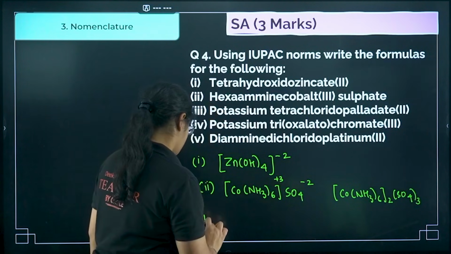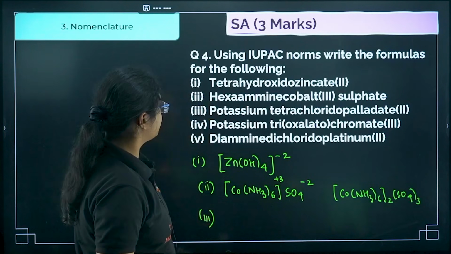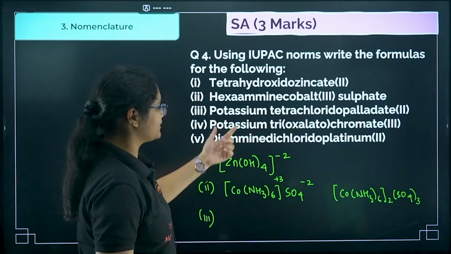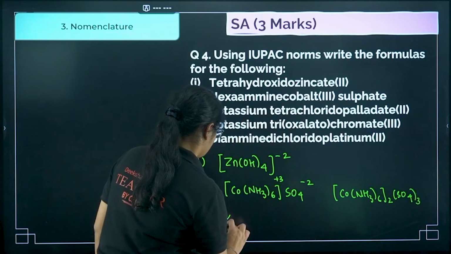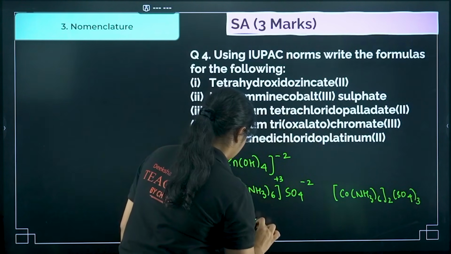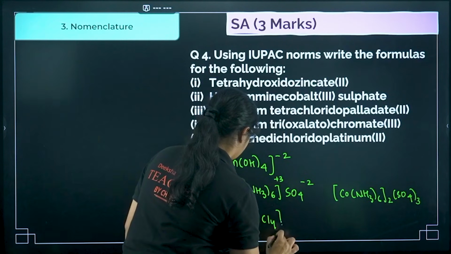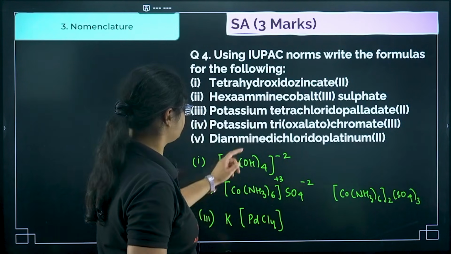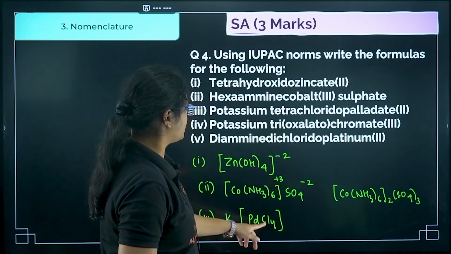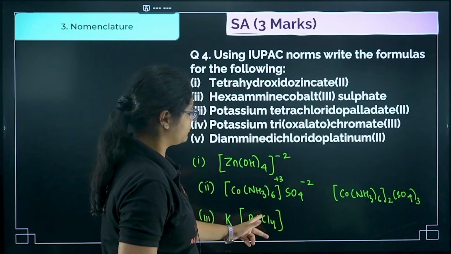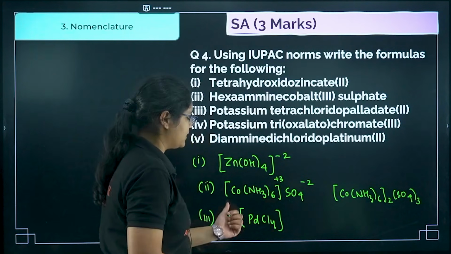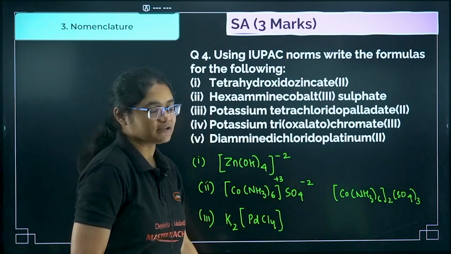Next, third one, what we have? Third one is potassium tetrachloridopalladate(II). Okay, potassium is there. Next we have tetrachloridopalladate, PdCl4. Now here you see the charge of palladium is +2 and chlorine is -4. 2 minus 4 is minus 2. So minus 2 will come here, that will then cross multiply here, and 1 will come here, we will get this compound.